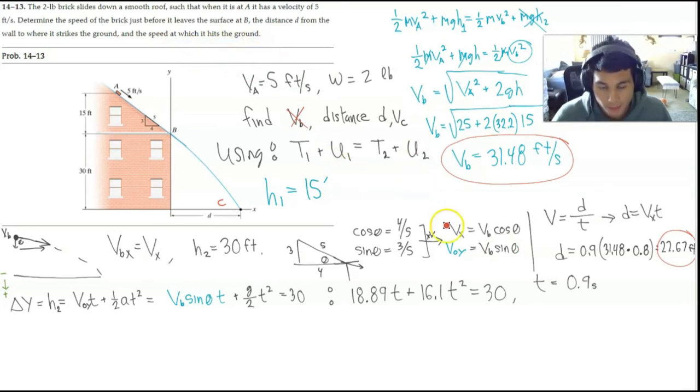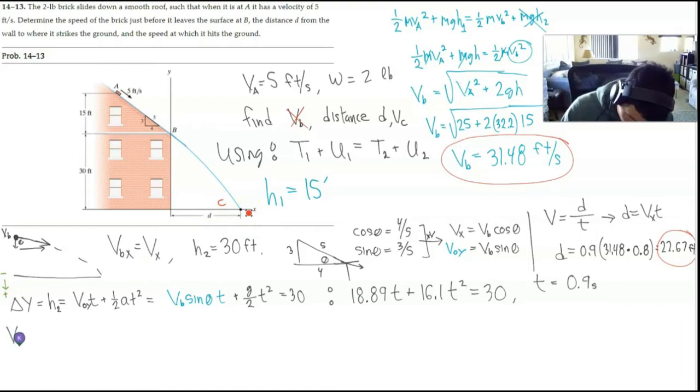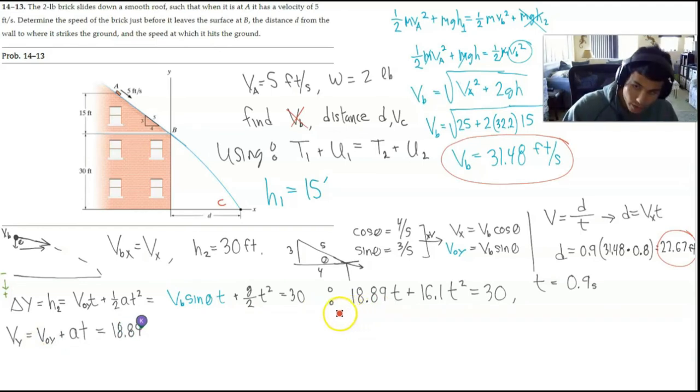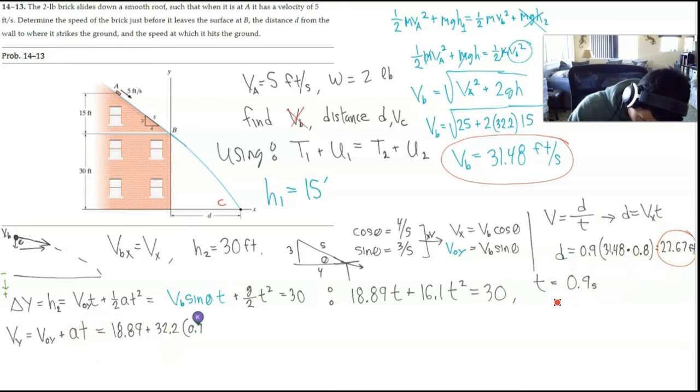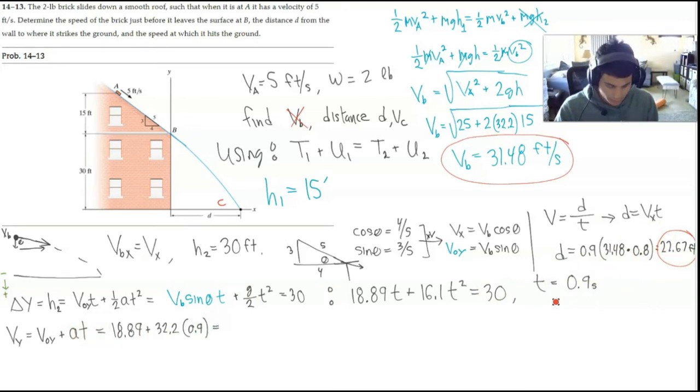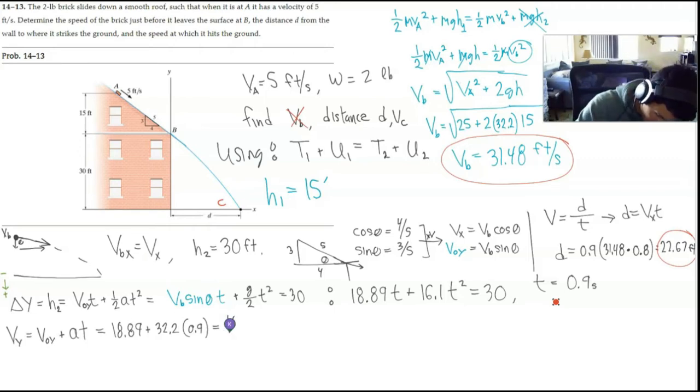Now we just have one more thing to find: the speed that it hits the ground. Okay, well, this velocity doesn't change. Our vertical velocity increases. So if we want to find the actual speed it hits the ground, we just have to find the norm of that velocity vector at the end point. Okay, well, now we can go back to this kinematic equation where I'm going to write Vy is equal to Voy plus At, where Voy is equal to this right here, which is 18.89, gravity is plus 32.2, and T is 0.9. Okay, let's find this now. 18.89 plus 32.2 times 0.9. It's about 47.87 feet a second downwards.